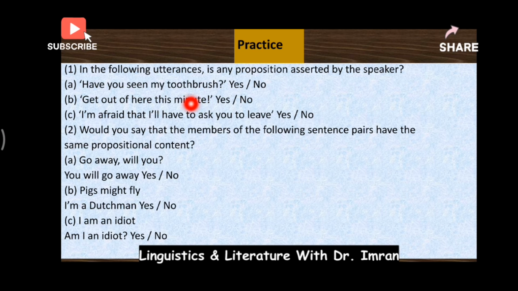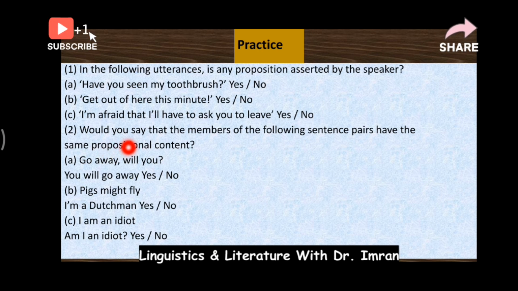Number 2, "Get out of here this minute." Any assertion? Not at all. Here we have an order. So no assertion is made. The third, "I'm afraid that I will have to ask you to leave." So here we have assertion because it's a declarative sentence. In a declarative sentence, the speaker asserts.